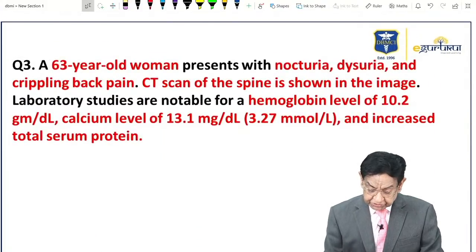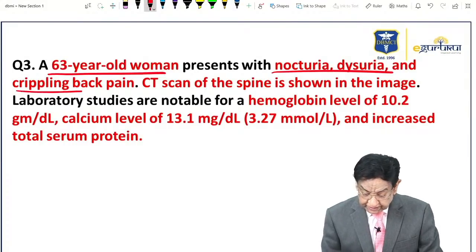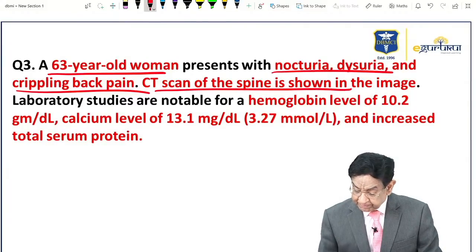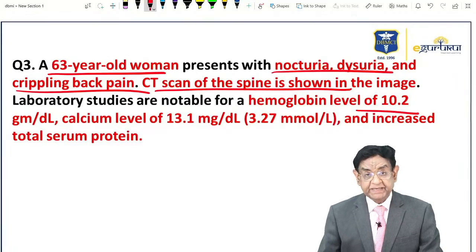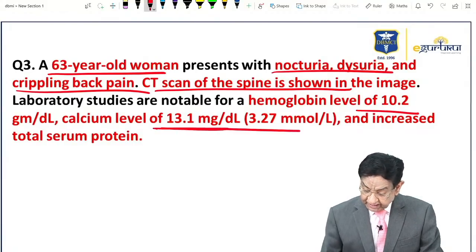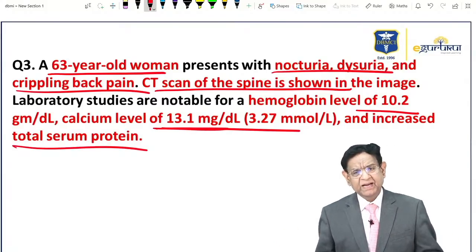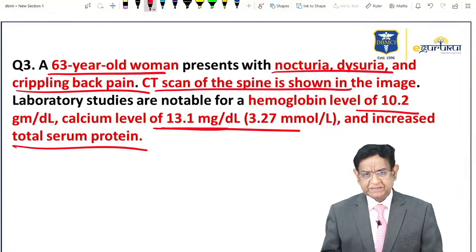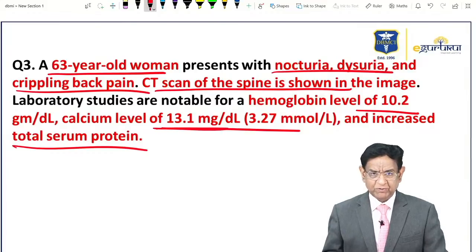A 63-year-old woman comes with nocturia, dysuria, and crippling back pain. The CT scan of the spine is shown in the image. Labs show hemoglobin 10.2, high calcium, and increased total serum protein. I think by now your basic concepts are very clear, so there is no doubt that we are dealing with multiple myeloma.